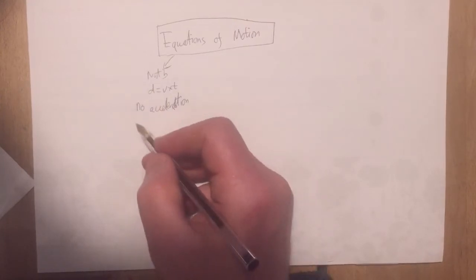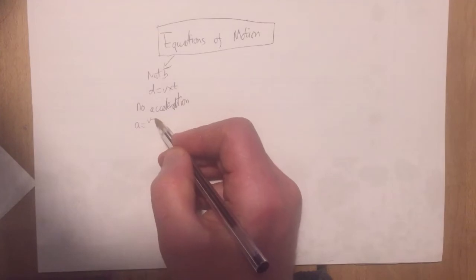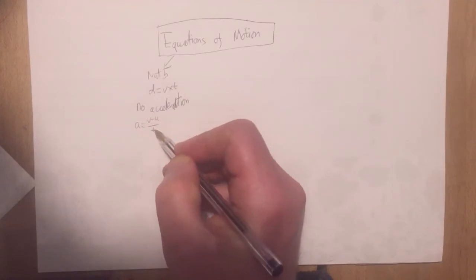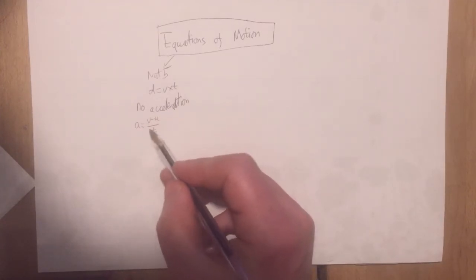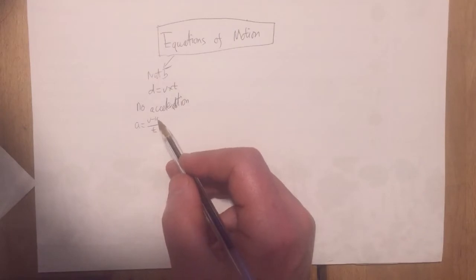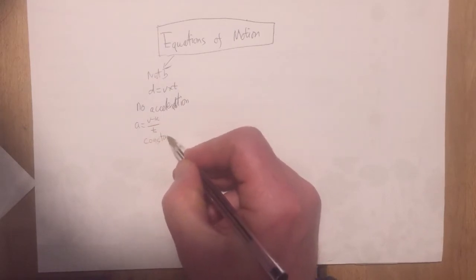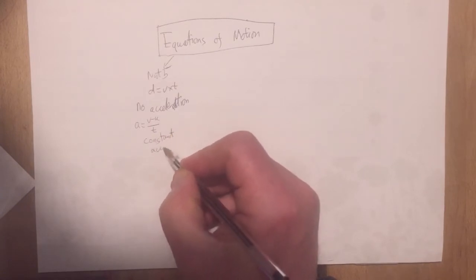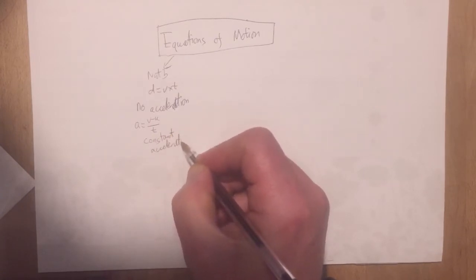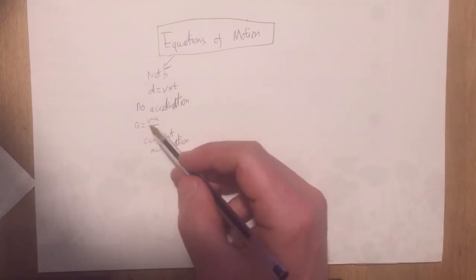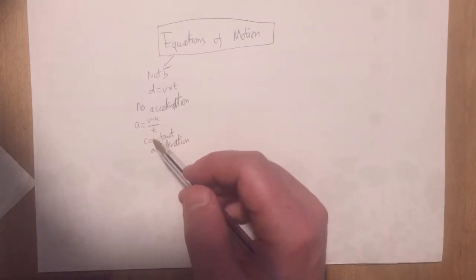The other thing we could do at National 5 is a equals v minus u over t. So we were allowed acceleration, and we could calculate the acceleration as long as the acceleration was absolutely constant. We could use this for a constant acceleration. If the acceleration wasn't constant, then there's absolutely no way that we could have used this one.